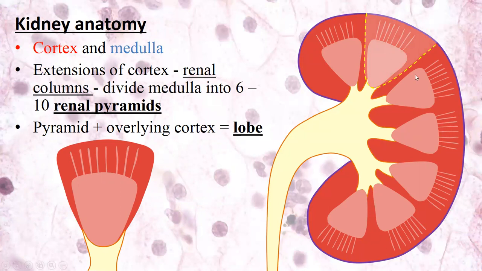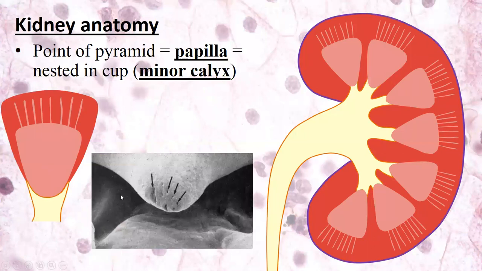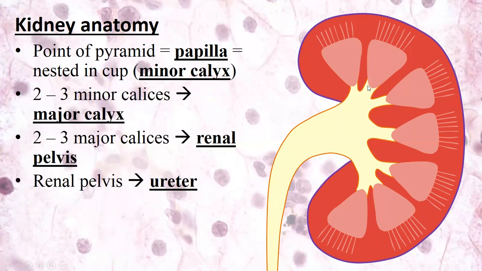And each renal lobe, each renal pyramid is opened into the minor calyx. Here we can see minor calyx which collects urine from the renal lobe. Here we can see point of pyramid. It's called papilla and it's nested in the cup in minor calyx. Here we can see scanning electron microphotograph and its apex of the renal pyramid, its appearance of it, and it's located in the minor calyx.